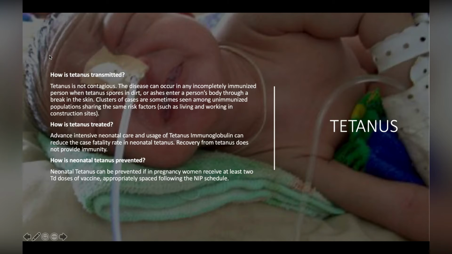Advanced intensive neonatal care and usage of tetanus immunoglobulin can reduce the case fatality rate in neonatal tetanus. Recovery from tetanus does not provide immunity. How is neonatal tetanus prevented? Neonatal tetanus can be prevented if pregnant women receive at least 2 doses of the vaccine, appropriately spaced, following the NIP schedule.